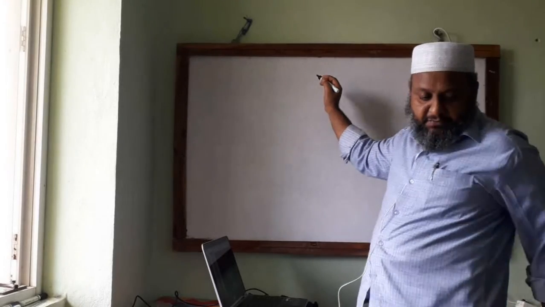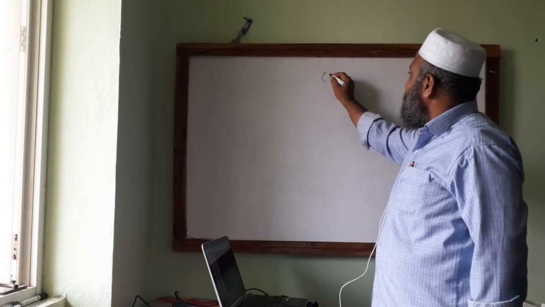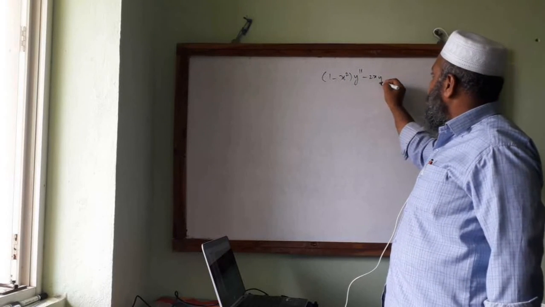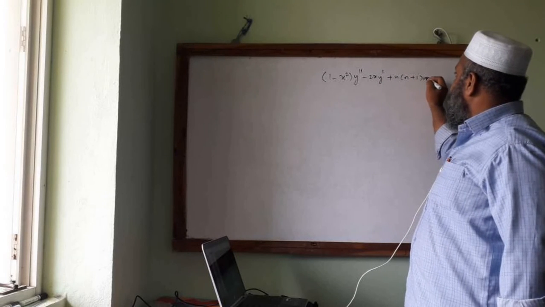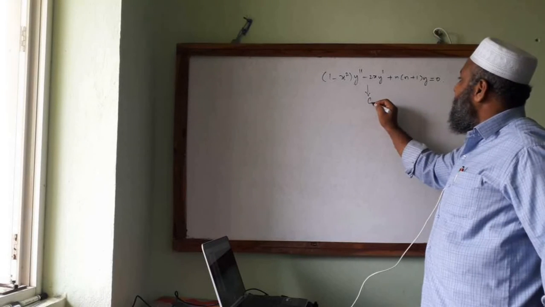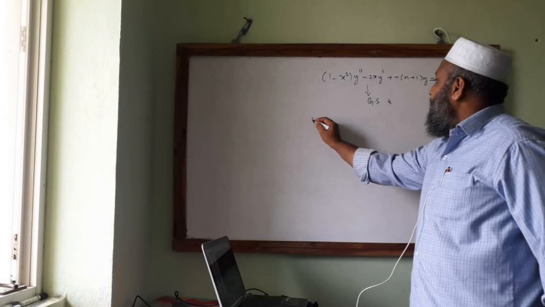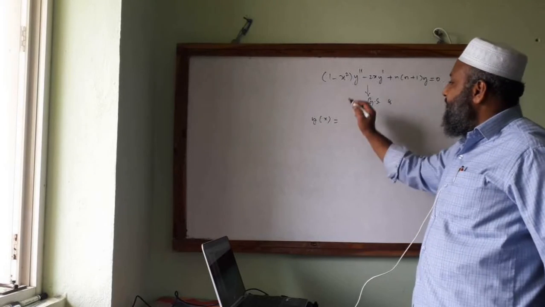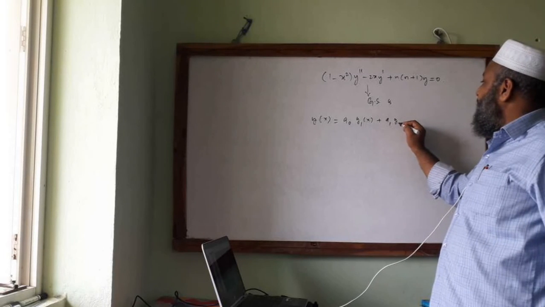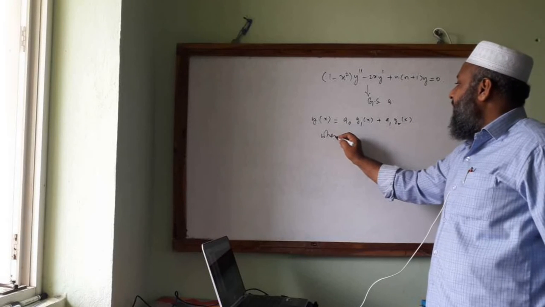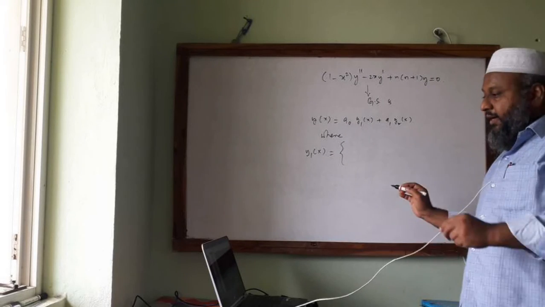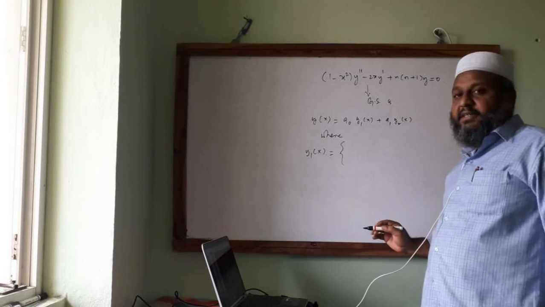That Legendre's equation was 1 minus x square times y double dash minus 2x y dash plus n into n plus 1 of y equal to 0. The general solution of this differential equation, okay, general solution is y of x equal to a0 into y1 of x plus a1 into y2 of x, where y1 of x is equal to, now I'll tell you a simple way how to remember this one.